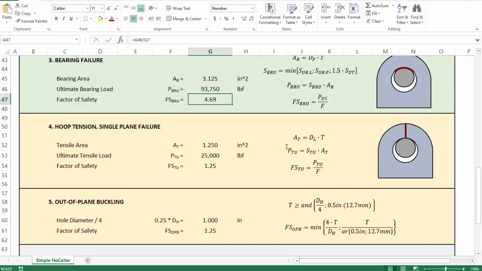Tensile area, again, is a little simpler. Ultimate tensile load, you have a single plane now, so your area is smaller than before. So that hurts you a little bit on your factor of safety. It's a little bit lower, 1.25. It still probably won't fail, but it's not where you would like it to be at 3.